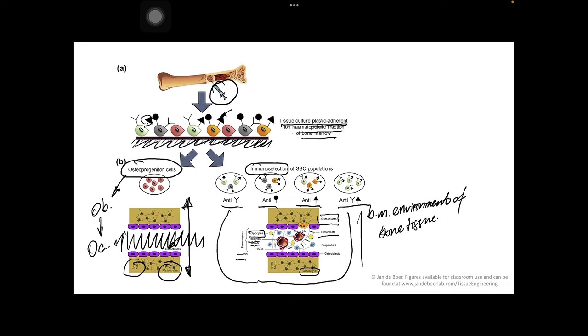So that's a very nice experiment in which it was demonstrated that bone cells have different differentiation potentials and different regeneration potentials.